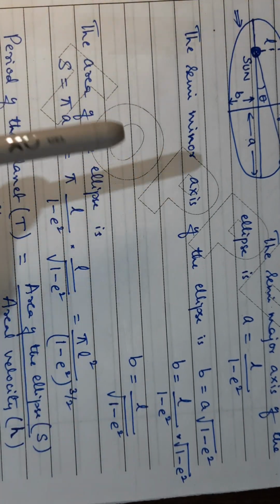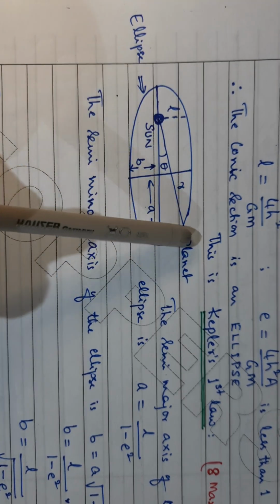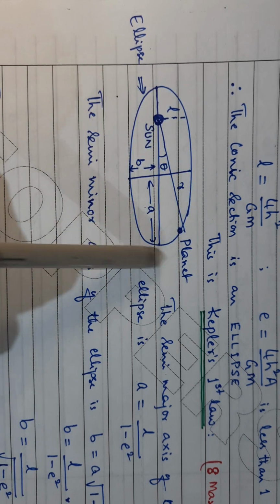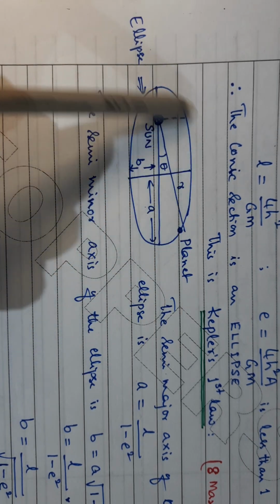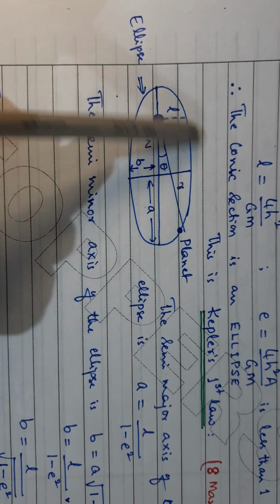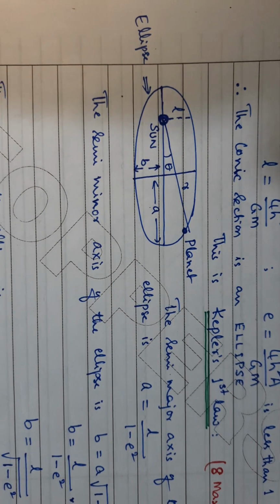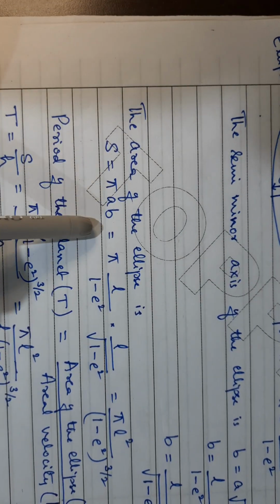Now, area of the ellipse, this is an ellipse now. Because I want to calculate how much is the area covered here by the planet. Time taken by the planet to make one rotation is equal to capital T. But how much is the area covered? Area covered is equal to area of the ellipse. The area of the ellipse is pi times AB.